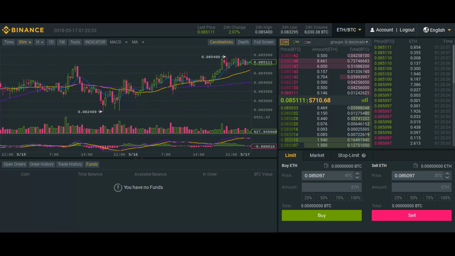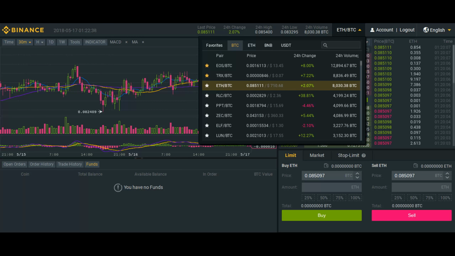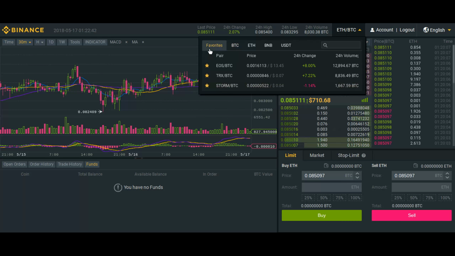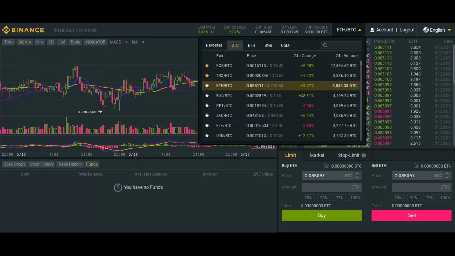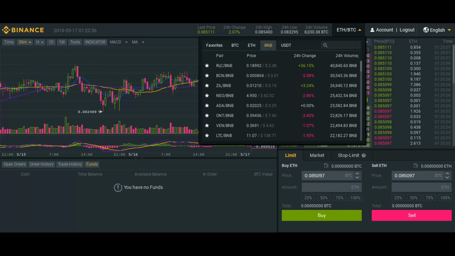Now, within this tab is where you will look and see the other markets available to you. So if you click that, as you can see, we have BTC. Well, first you have your favorites, which you can click and it will show you your option of favorites. You have the BTC market. You have the ETH market. You have the BNB market. And last but not least, you have the USDT market.